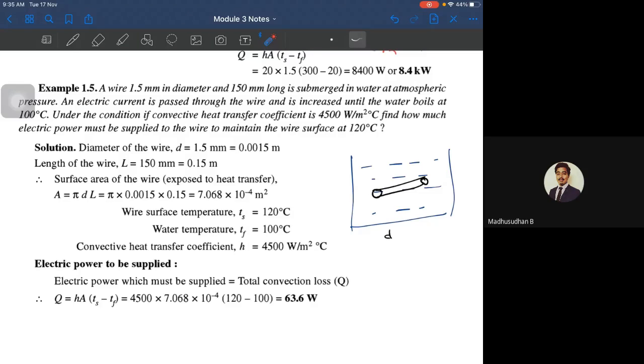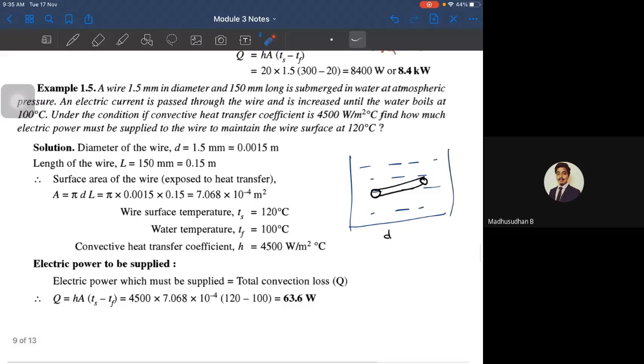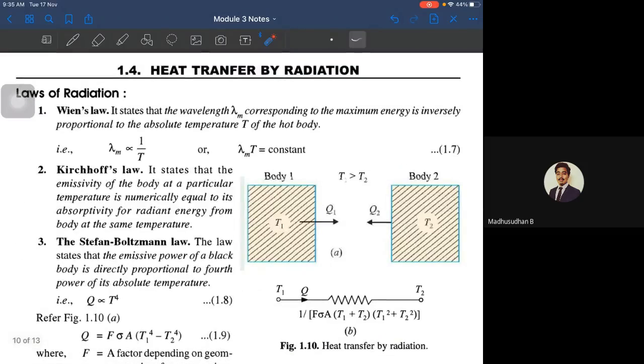We shall see radiation. For me, out of conduction and convection, radiation is more interesting. The problems are good here. So for that, a few laws of radiation you need to analyze before you go to that. Have you heard about Wien's law? I'll be explaining what Wien's law is. Have you heard about Wien's law anywhere prior?